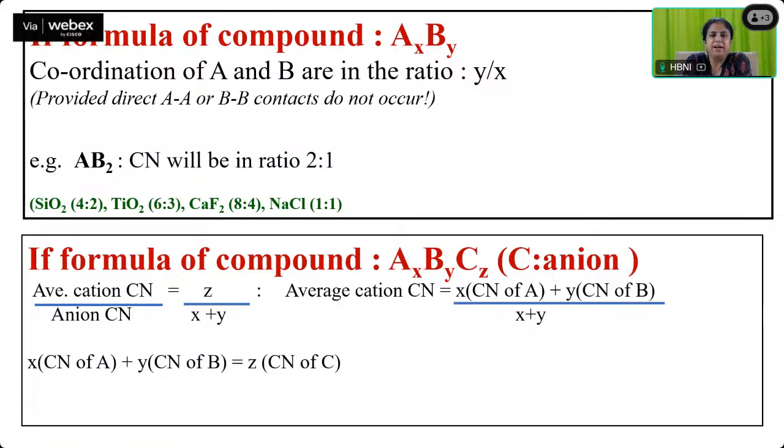For example, if I have NaCl, we talked about the rock salt structure. So the coordination numbers of Na and Cl will be in the ratio 1:1. That is, they'll be equal. And we know that in the rock salt structure, the nearest anion members of the cation are 6 and the nearest cation members of the anion are also 6. So they are in 1:1.